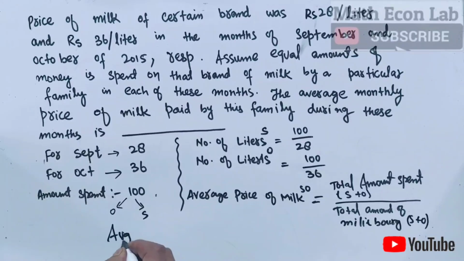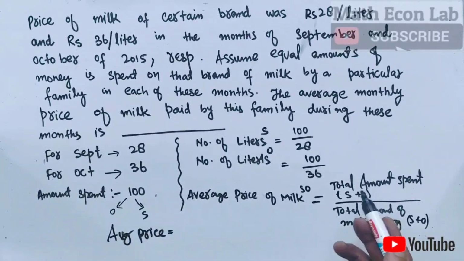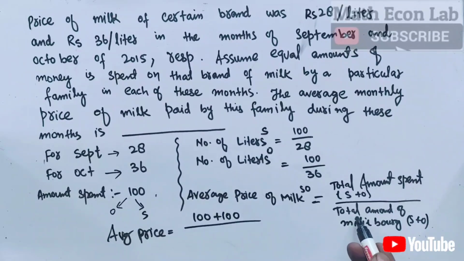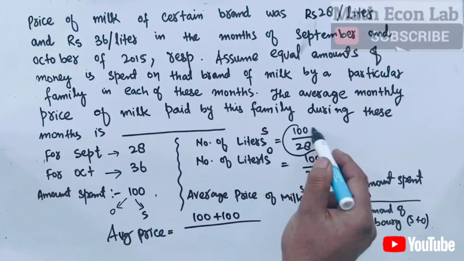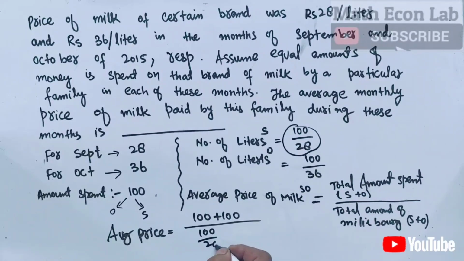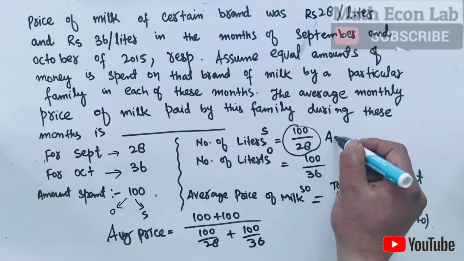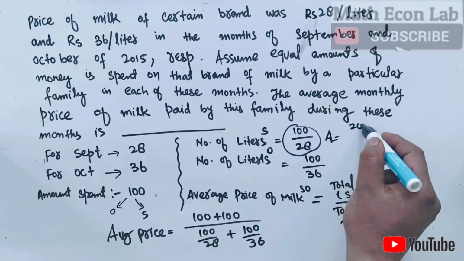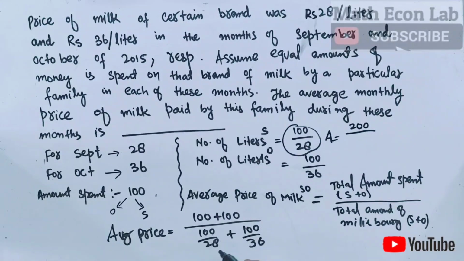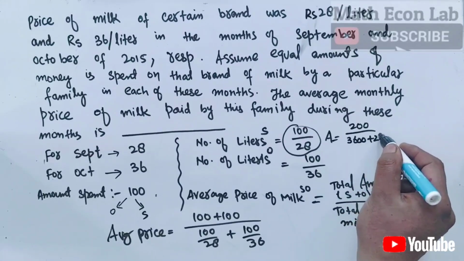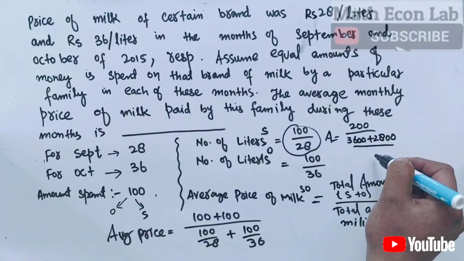So average price will be equal to, so total amount spent is, for the month of September it is 100, for the month of October it is 100. Total amount of milk bought is 100 divided by 28, and we have 100 divided by 36. Okay, solve it. So average price will be equal to 100 plus 100 is 200 divided by, this gives us 3600 plus 2800. So we have 3600 plus 2800 divided by 28 into 36.